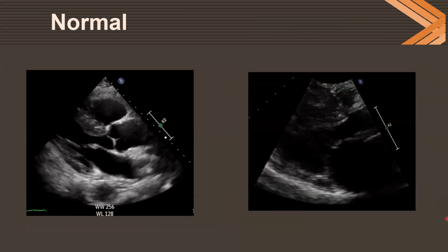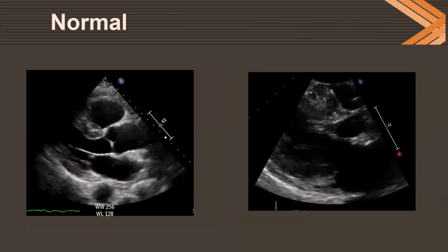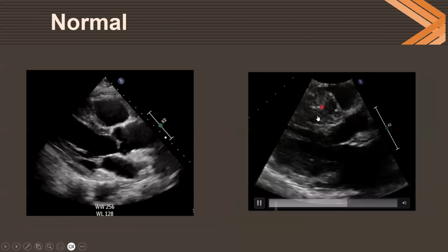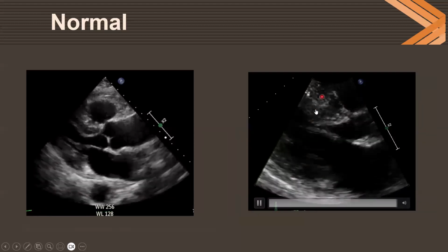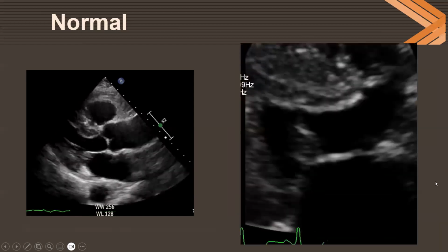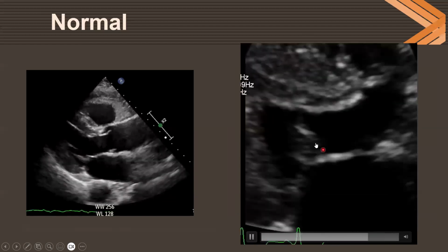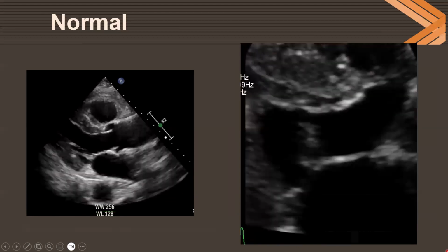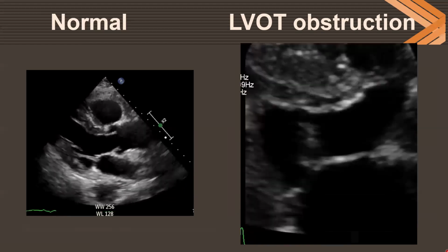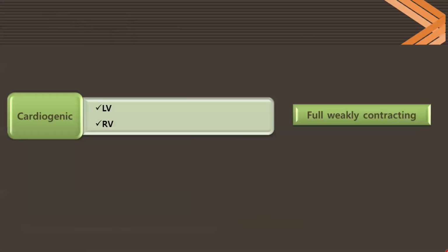Now this is a normal parasternal long axis view of the heart, and here you'll find easily that the septum is hugely dilated. This is a huge interventricular septum. And if I zoom in with the view, you'll find that the mitral valve that lies here, the anterior mitral leaflet, is obstructing the left ventricular outflow tract, and this resembles hypertrophic obstructive cardiomyopathy with systolic anterior motion of the mitral valve.